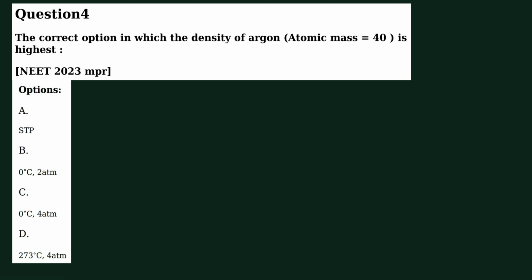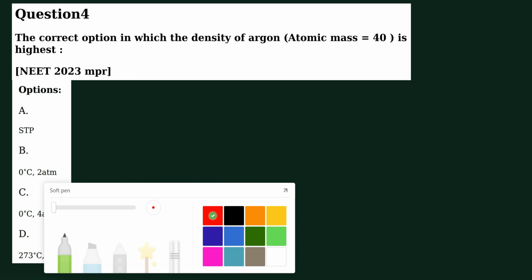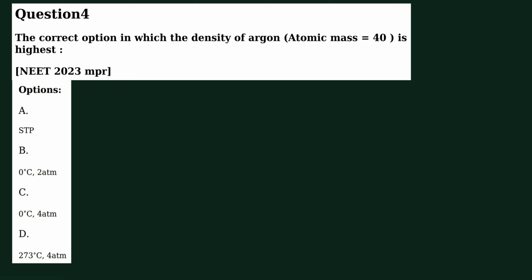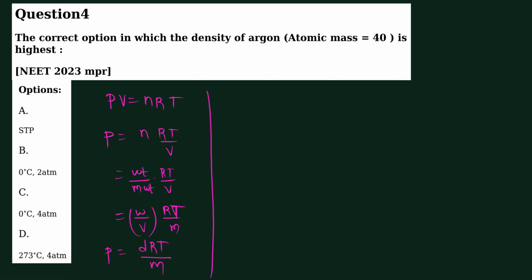Just check the 4 options, and see in which option the density value is more. So what is the formula of density? From the ideal gas equation we know that PV equal to nRT. So P equal to nRT by V. This n we can write as weight by molecular weight, so P equal to weight by volume into RT by M. So this will give density: d equal to PM by RT.